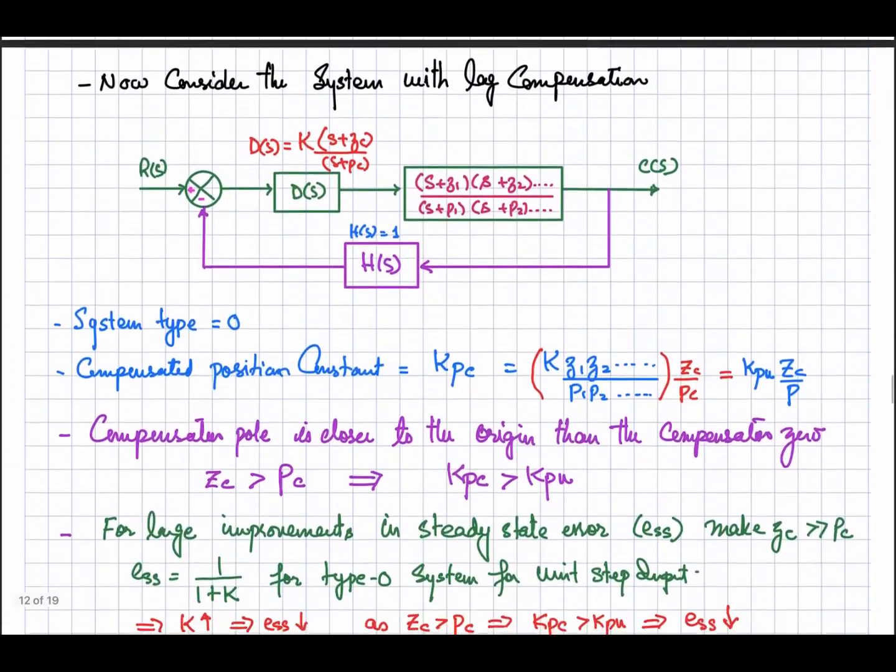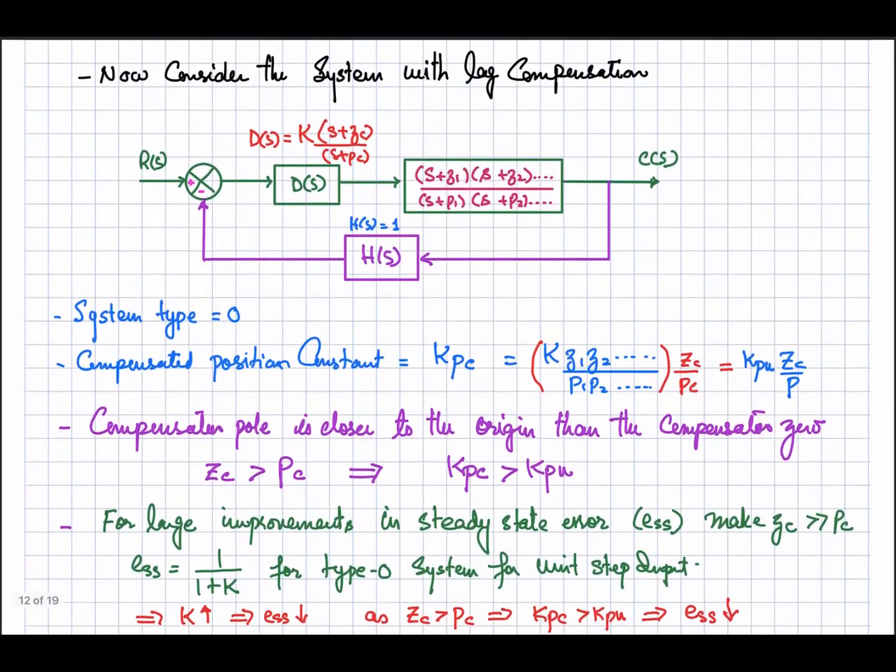Now let's consider the compensated system, the system with the lag compensation. So this transfer function will not be simply k, rather it will have a zero and a pole that is introduced very close to the origin in your s plane. So when we introduce this, the system type will not increase. It is still 0 because we do not have the pole at the origin.